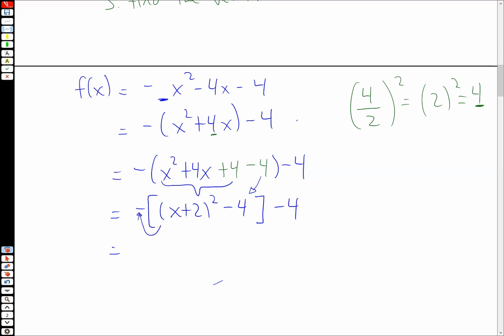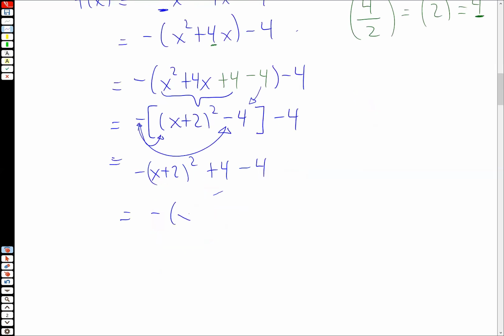So if I distribute this minus sign, we're going to get minus x plus 2 squared plus 4. And then don't forget about this minus 4 at the end. And then what you get here is minus x plus 2 squared. The 4's cancel out. So notice we didn't really need to complete the square in this case, but I felt it was good to review it anyway. But in any case, we've completed the square.